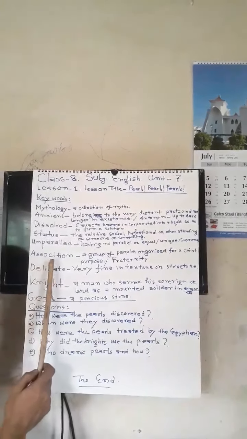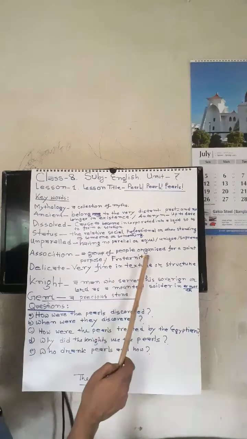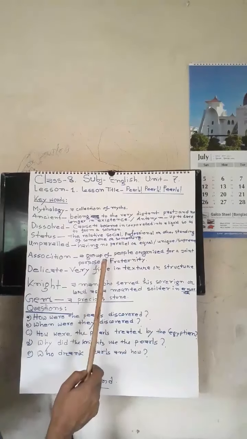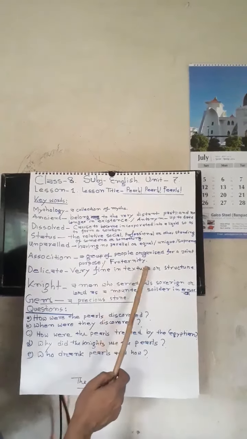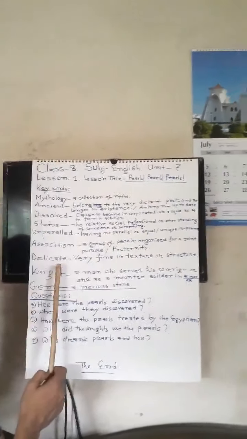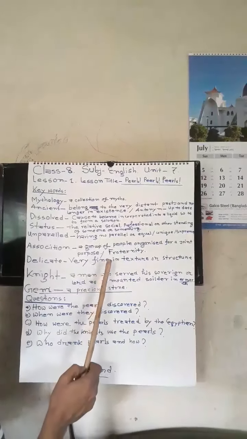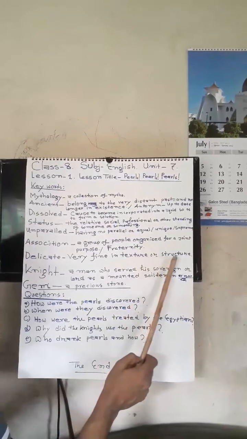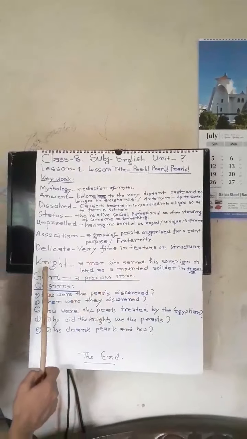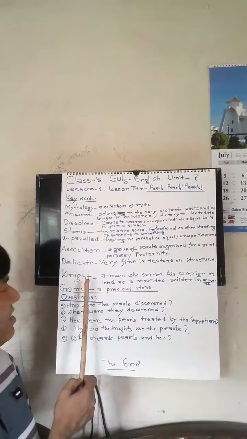Then association, a group of people organized for a joint purpose, or fraternity. Can you understand? Then delicate. Delicate means very fine in texture or structure. Then knight, K-N-I-G-H-T. It is not the day and night, it is knight.